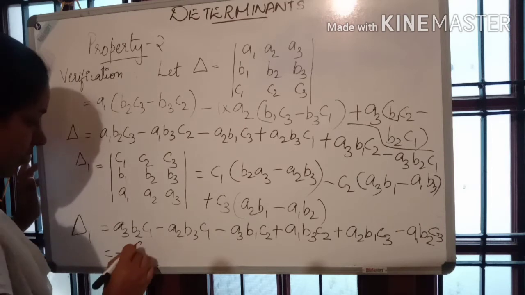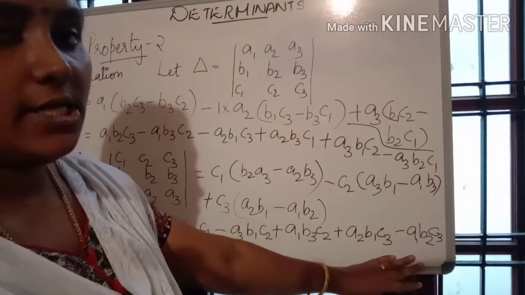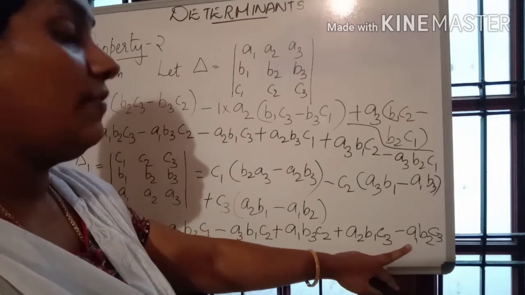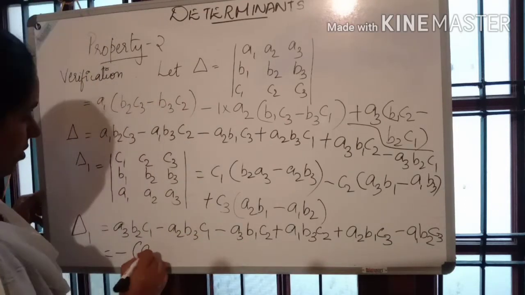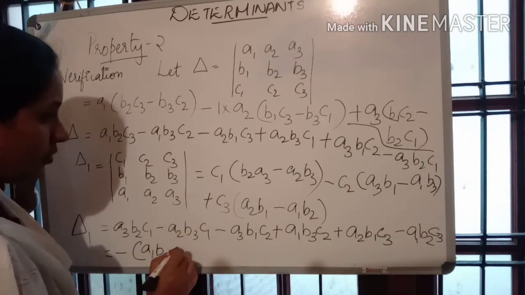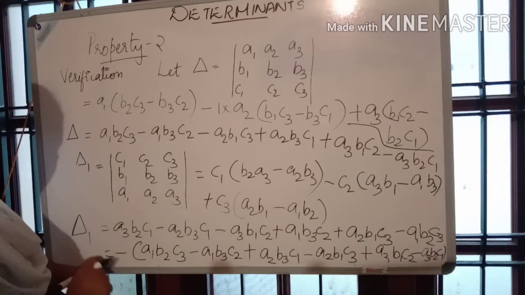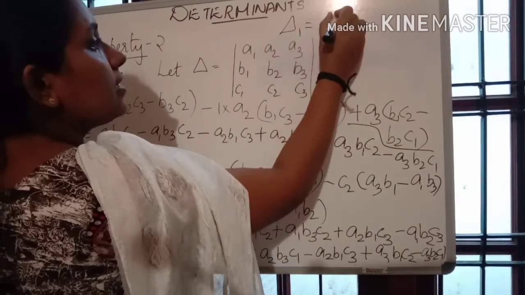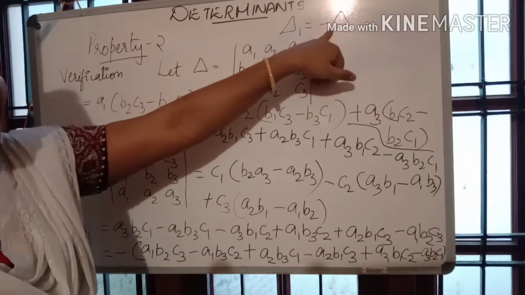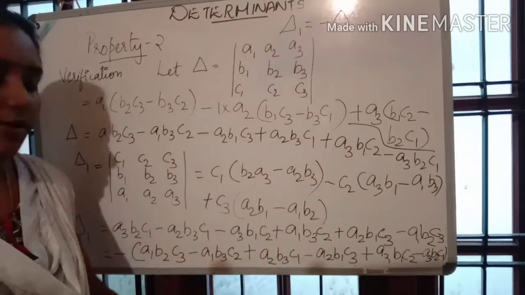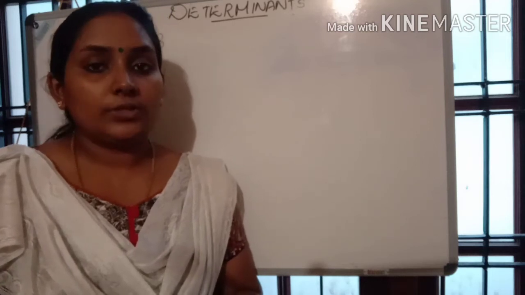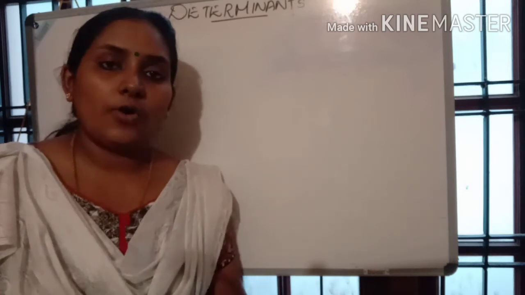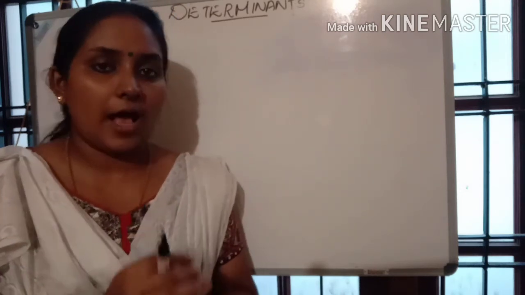Taking the minus outside, just arrange the terms from A1, A2, A3 like that. Here first take the A1 term, A1 B2 C3. See, delta 1 will be equal to minus delta, that is, delta 1 is negative delta. All clear? Students, please do the exercises or examples under the properties, and if you have any doubt, please comment. I will help you to clarify the doubt.